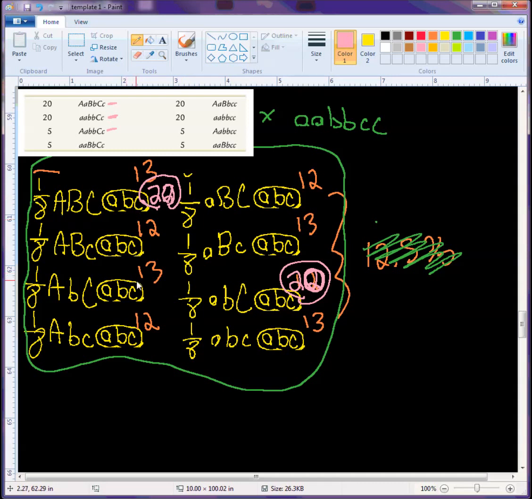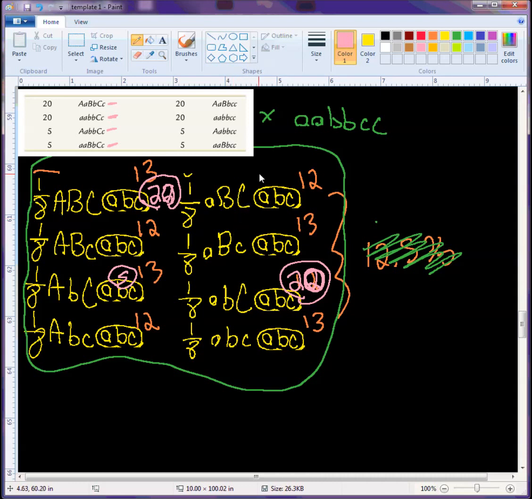Now let's find that one. I think that's this one, right? Yes, that's this one. So 5 should be this one. And then 5 should be homozygous recessive for A, and heterozygous for B and C. Let's see if we can find that.